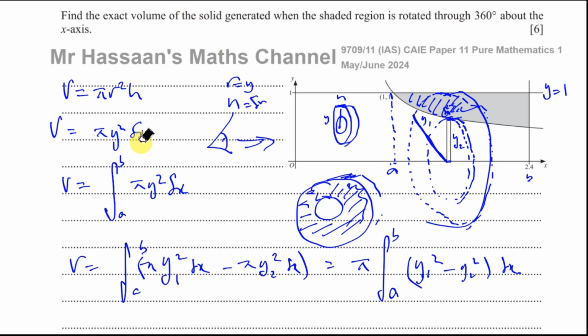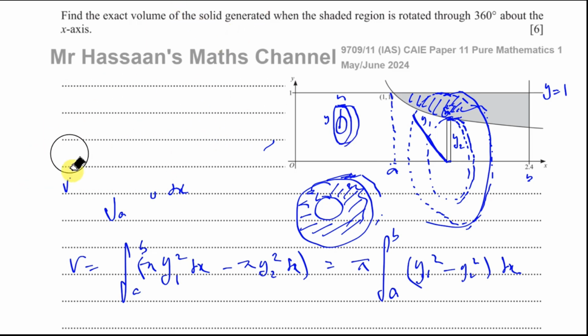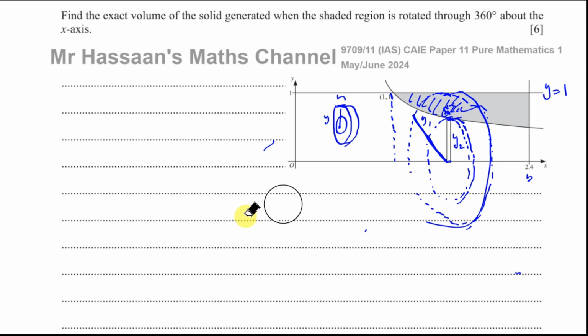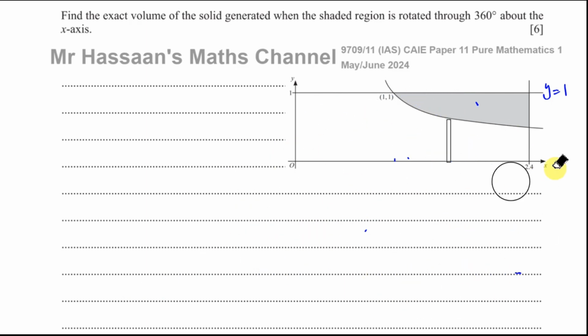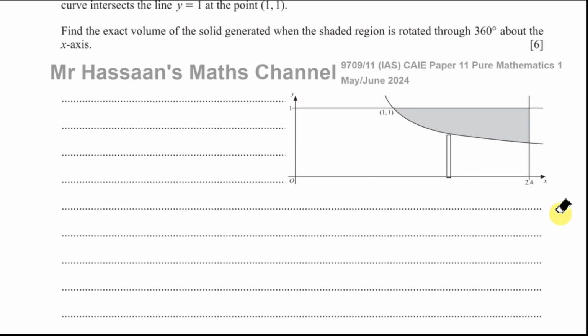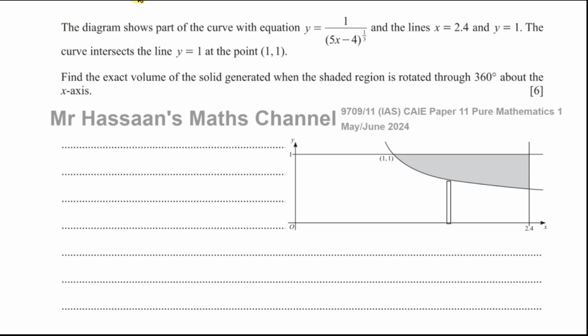Okay, so now I'm going to actually answer the question. That was a bit of background to know where the formula that we are going to use is derived from. As I mentioned, the formula that we're going to use, we're going to call this y1, we're going to call this y2, and the volume is pi times the integral of y1 squared minus y2 squared dx.